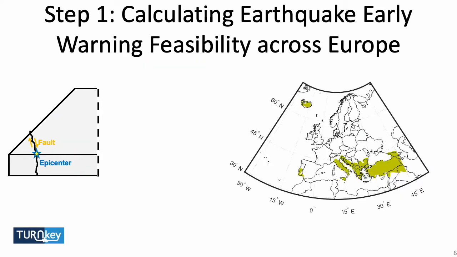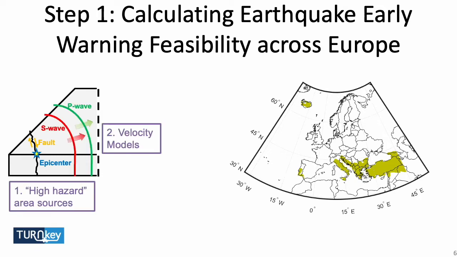So the first thing that we did was we identified high hazard area sources across Europe. So these are area sources where the earthquake with a recurrence interval of 500 years was at least a magnitude 6.5. So we did this to identify areas that would most benefit from the risk mitigating beneficial effects of an earthquake early warning system. We then combined this with velocity models to determine how quickly P waves and S waves would emit from these particular area sources.